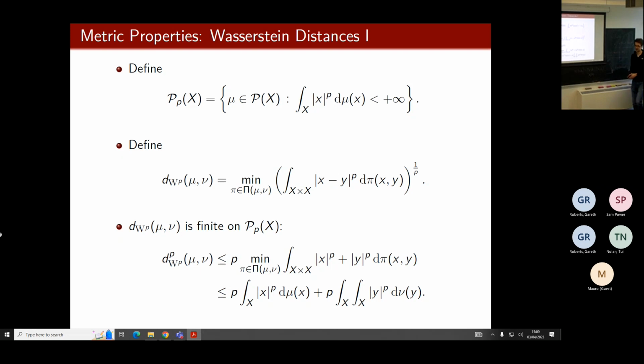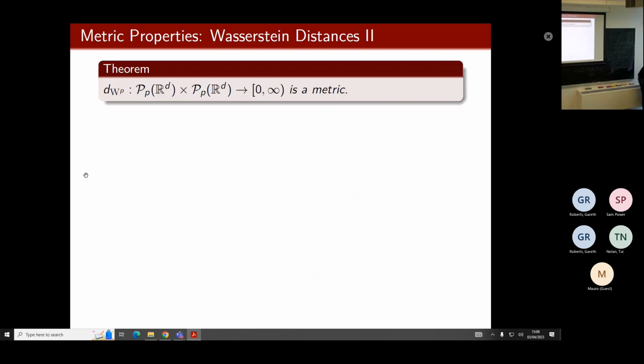I'm making a note of all my typos so I can correct these. So this second integral here, of course, shouldn't be there. I can't see what slide we're on.